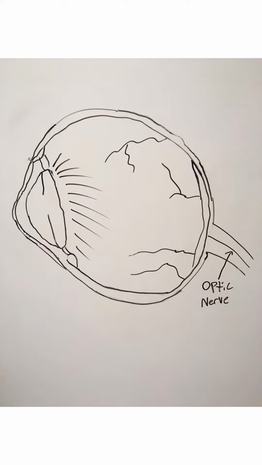The optic nerve connects the eye and the brain. It takes the electrical impulses sent to it by the retina and transmits them to the visual cortex of the brain. The visual cortex is responsible for making sense of the light picked up by the eye.